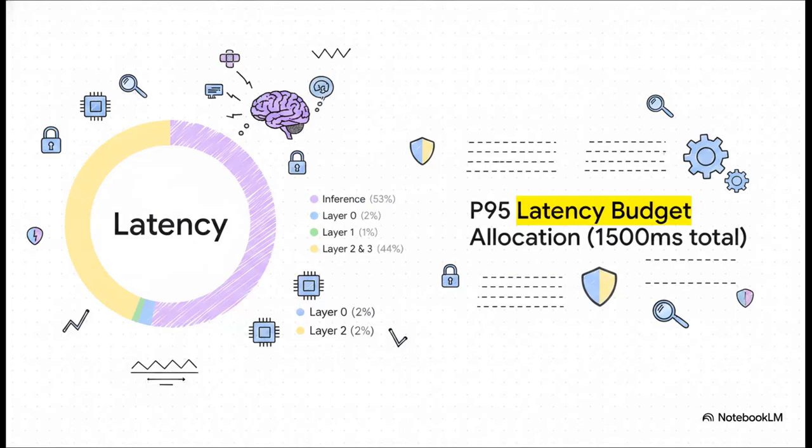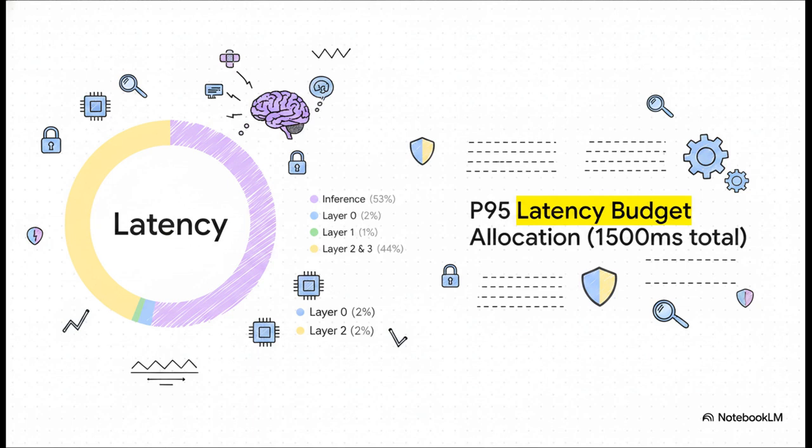Now, here's where engineers often trip up: adding safety checks without tracking cumulative latency. You have to strictly manage your latency budget. Say your total P95 latency target is 1500 milliseconds, meaning 95% of all requests must be processed faster than that. You have to allocate every millisecond carefully.